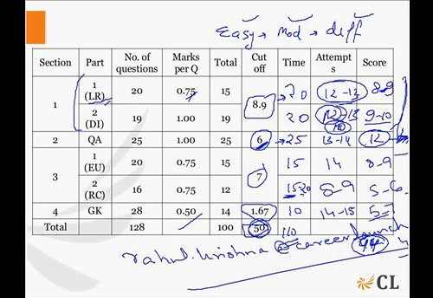Can I attempt more from EU and only 2 RC passages? Yes, definitely. Based on your comfort level, you can do that. But if you are attempting only 2 RC passages and attempting more from EU, I would then suggest you should try to attempt all of the questions from EU, try to get 20 attempts there, and then from the 2 RC passages, try to attempt all of the questions.